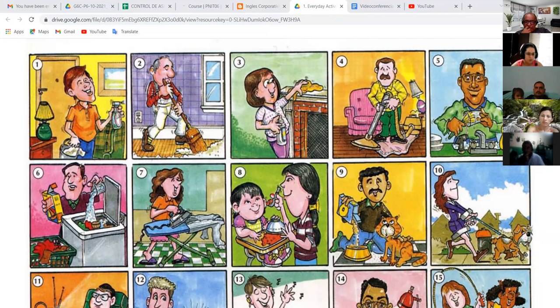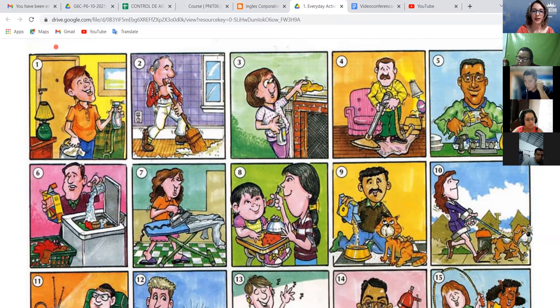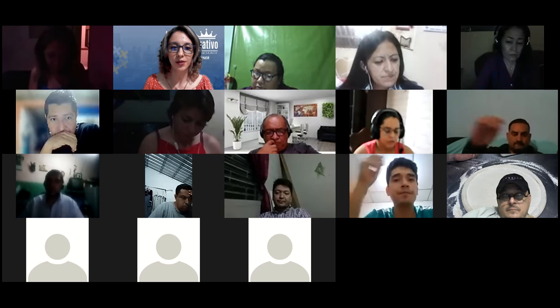Well, Zaira, can you create one more sentence in past tense? Number 4. You was cleaning the room? He cleaned. Clean. He cleaned the room. Okay, thank you, Zaira.